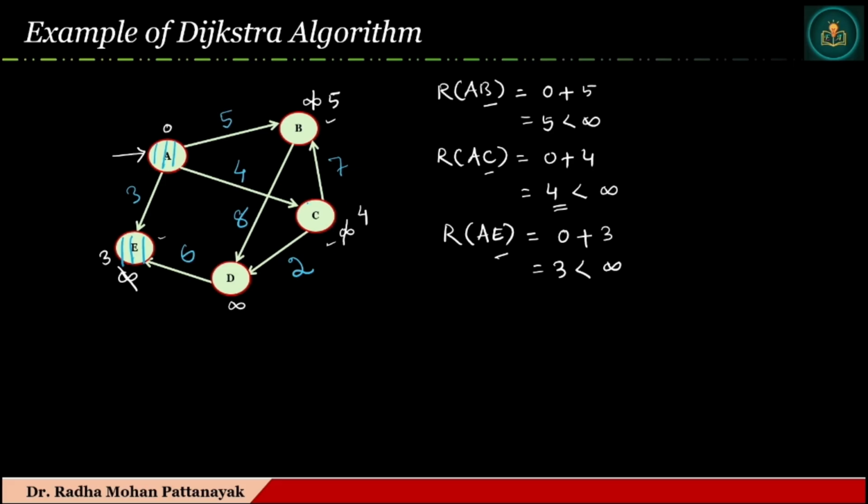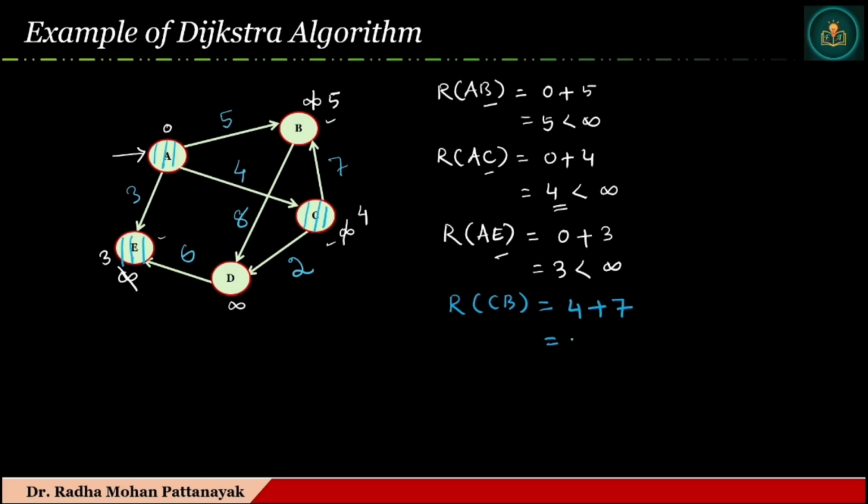So let's consider C. So first find the reachable nodes from C. The reachable nodes from C are B and D, right? So apply relaxation on these two edges CB and CD to find the cost of B and D. So first apply on CB. RCB equals cost of C, which is 4, plus the cost of the CB edge, that is 7, right?